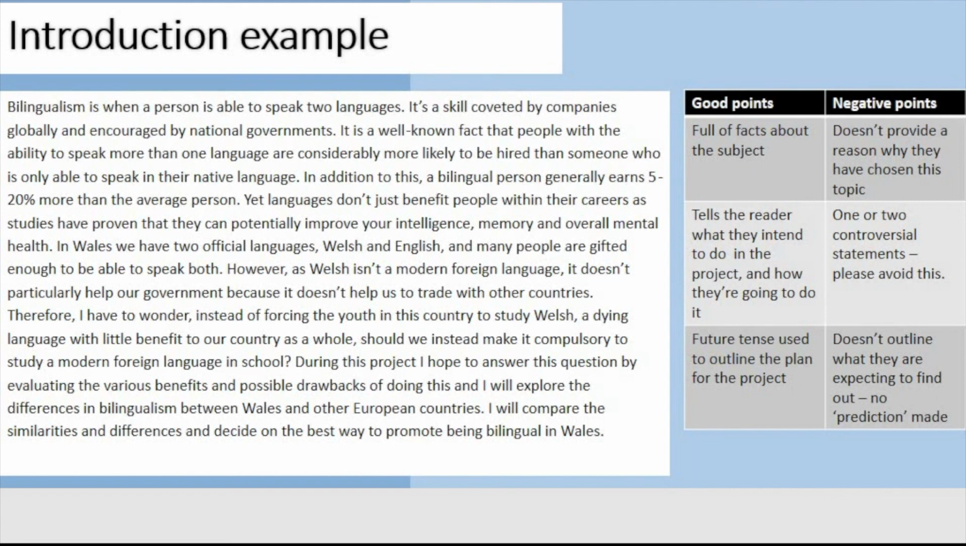Feel free to use this as an example. Be aware of all the good points and all the negative points that I've just rattled through, and hopefully that will help you with writing your own introduction. A good idea would be, if you're not sure, write your introduction, send it to your Welsh Bacc teacher, who will look at it and give you advice and guide you further.